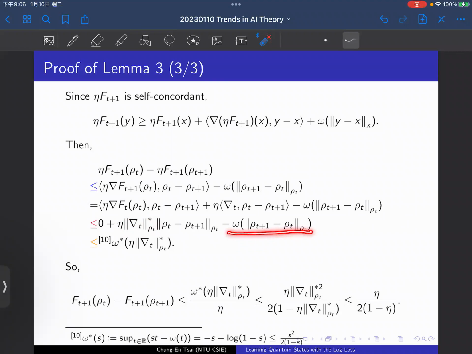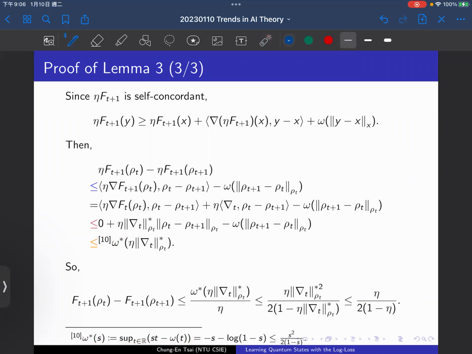And this term remains the same. And then at last, we use the so-called Fenchel-Young inequality. So this is the convex conjugate of omega. So it is defined as this.